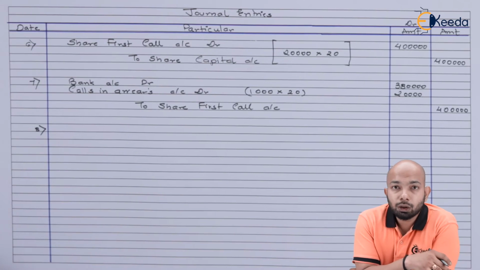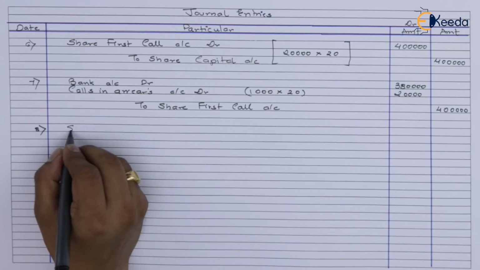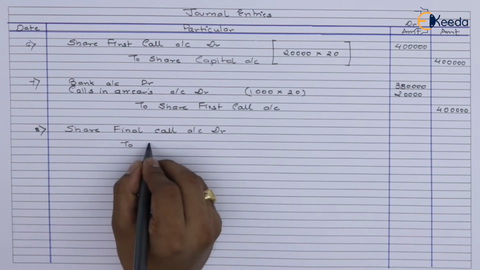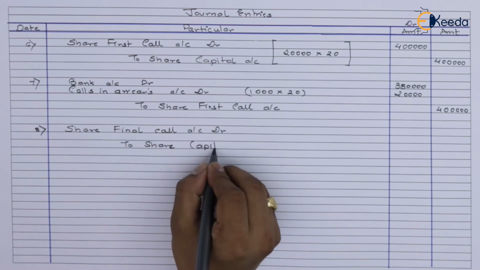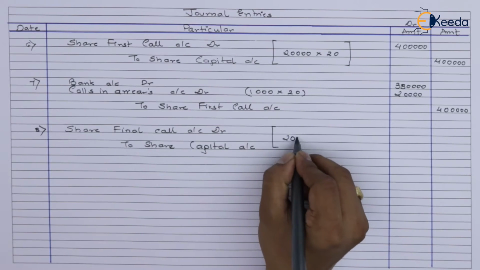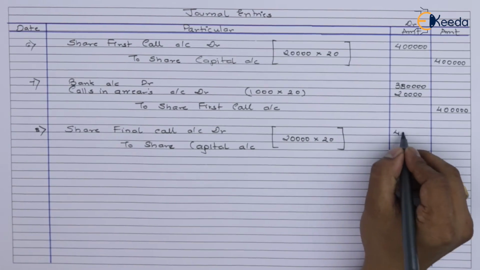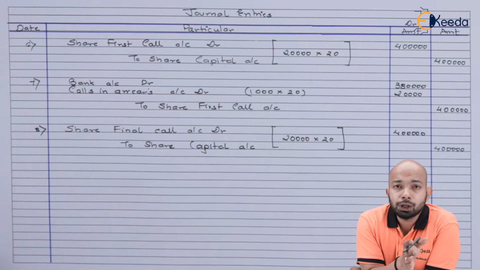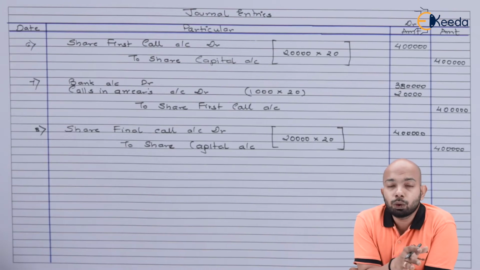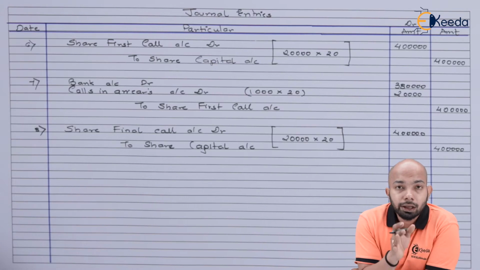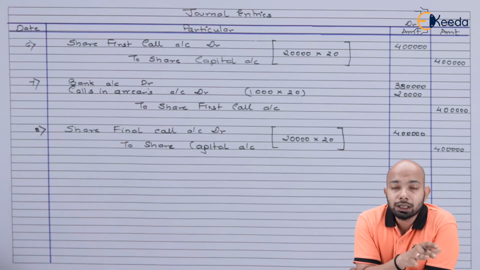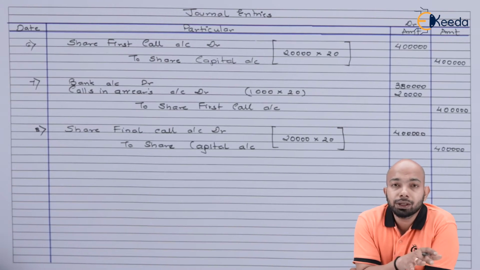Similarly, we'll pass the share final call entry for due first. Again, share final call is of 20 rupees per share. That means 20,000 into 20 will give you an amount of 4 lakh that you are supposed to expect. Again, in this case, Mr. Khan didn't pay up that much of amount. Hence, 20,000 is what we'll not be expecting. So the total amount that we'll receive here is only 3 lakh 80,000. So let's pass that receipt entry now.